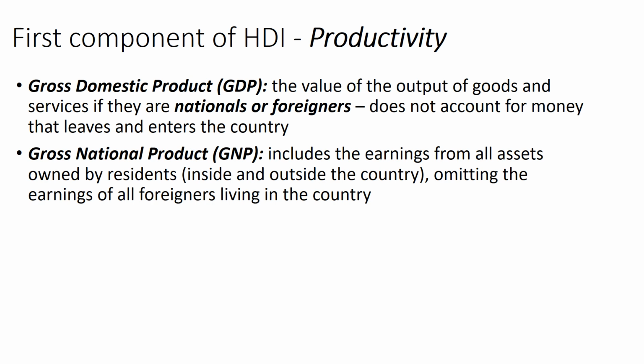The next one is gross national product. By definition, it says, includes the earnings from all assets owned by residents inside and outside of the country. And we are omitting the earnings of foreigners living in the country. So now we're looking at the country as a whole. We're using the money that's made by residents inside the country. We're looking at other countries in the world that have that country's residents or companies, and they count that as the money. But if a foreign country has investments in a country, we do not count that one.